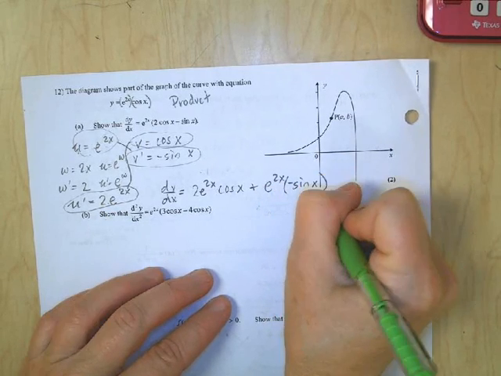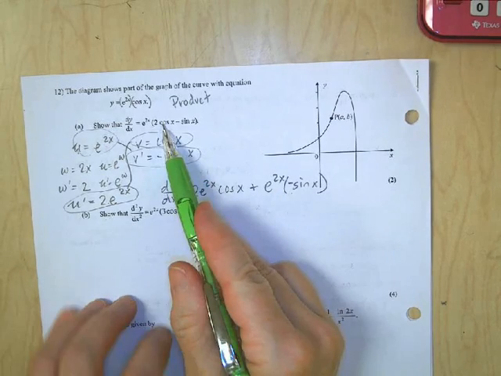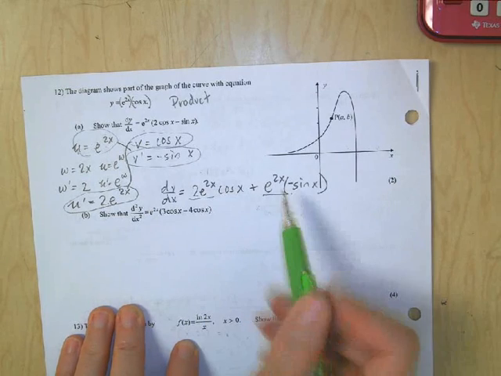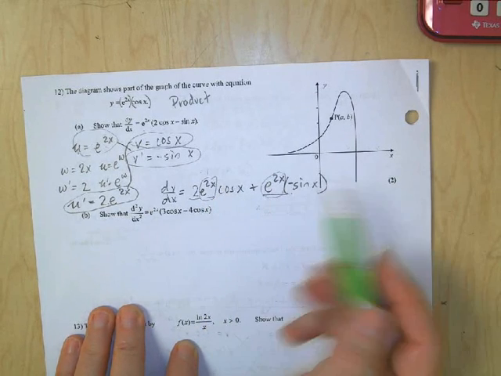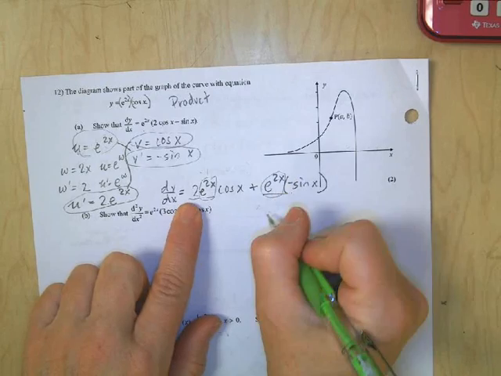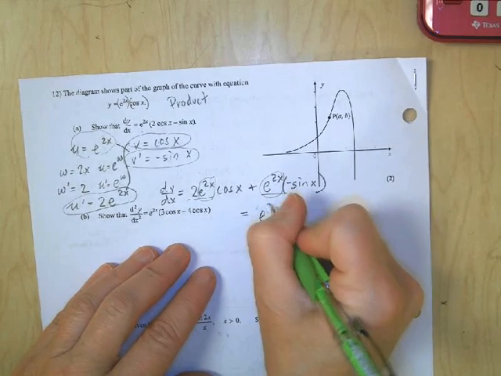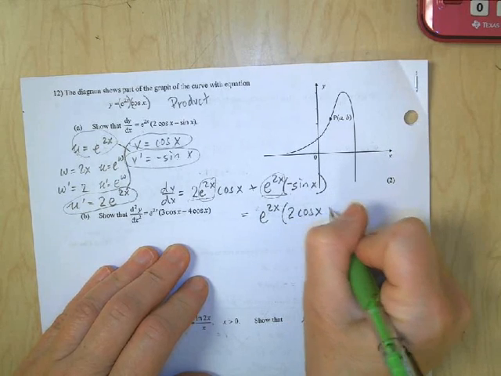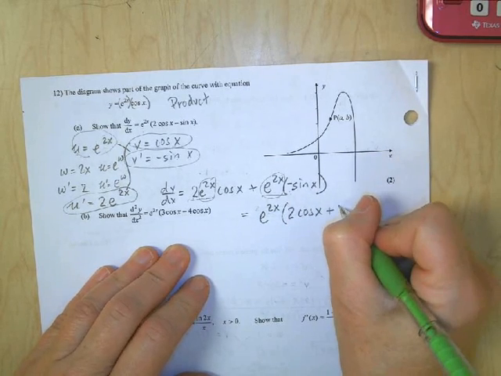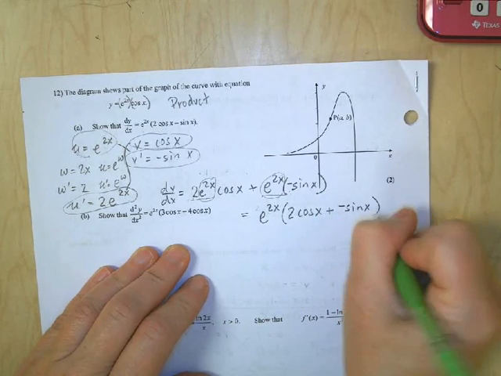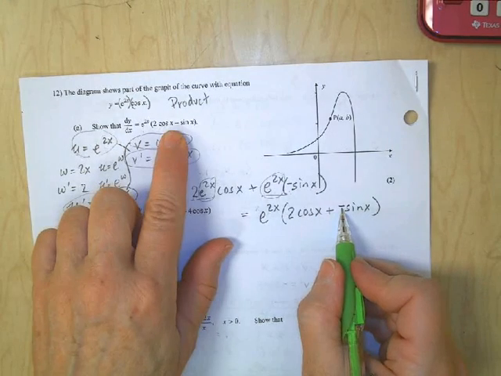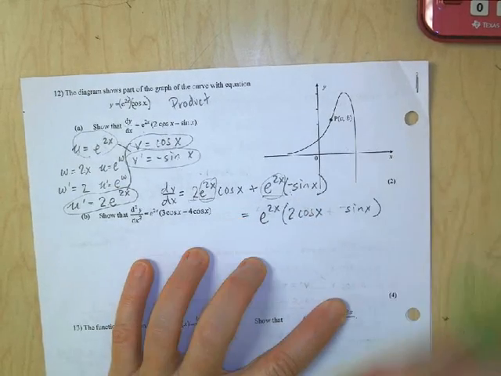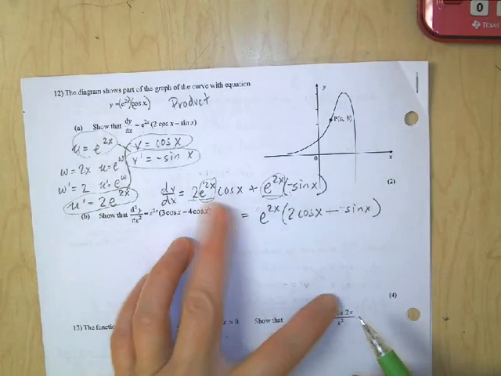Now, how did they get this to look like that? Notice they pulled out the e to the 2x, because e to the 2x is in both of these. So I'm going to factor that out. If I factor out my e to the 2x, I'm going to be left with 2 cosine x plus negative sine x. And instead of writing plus a minus, I could just change it to minus. So I'll erase those and just change it to minus. And there it is. I had to factor out the e to the 2x.